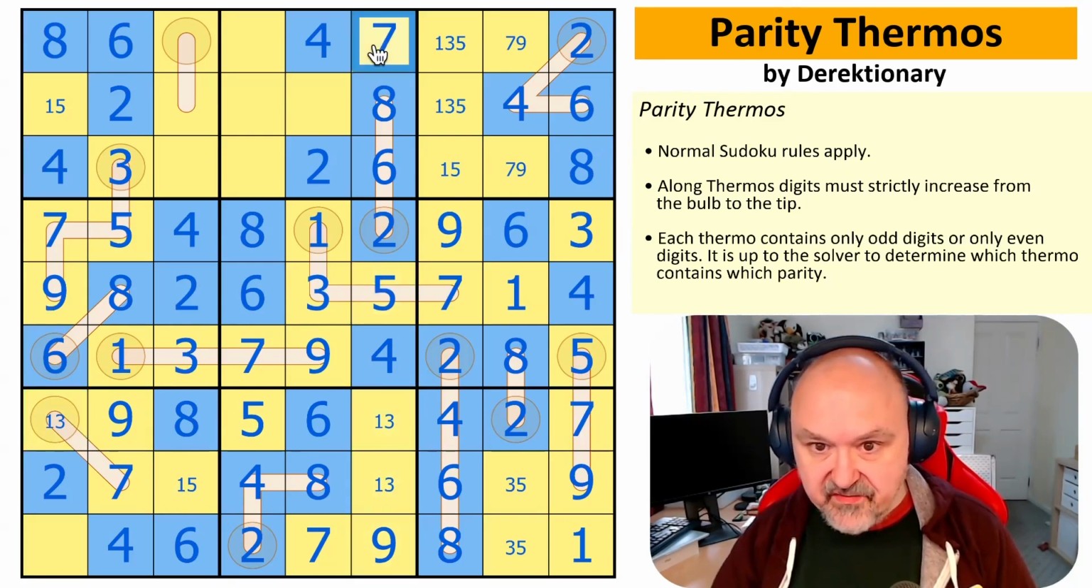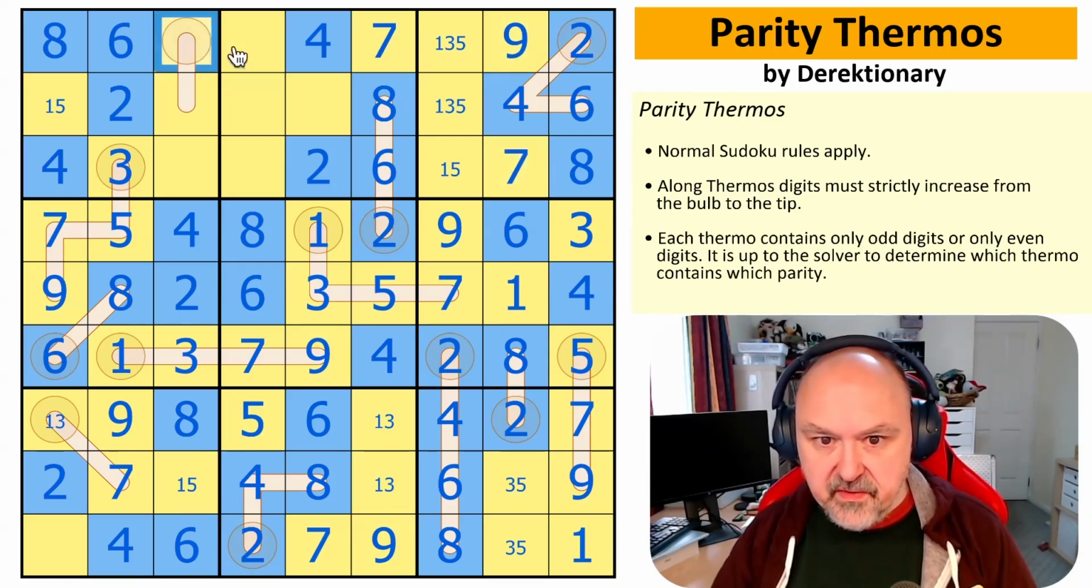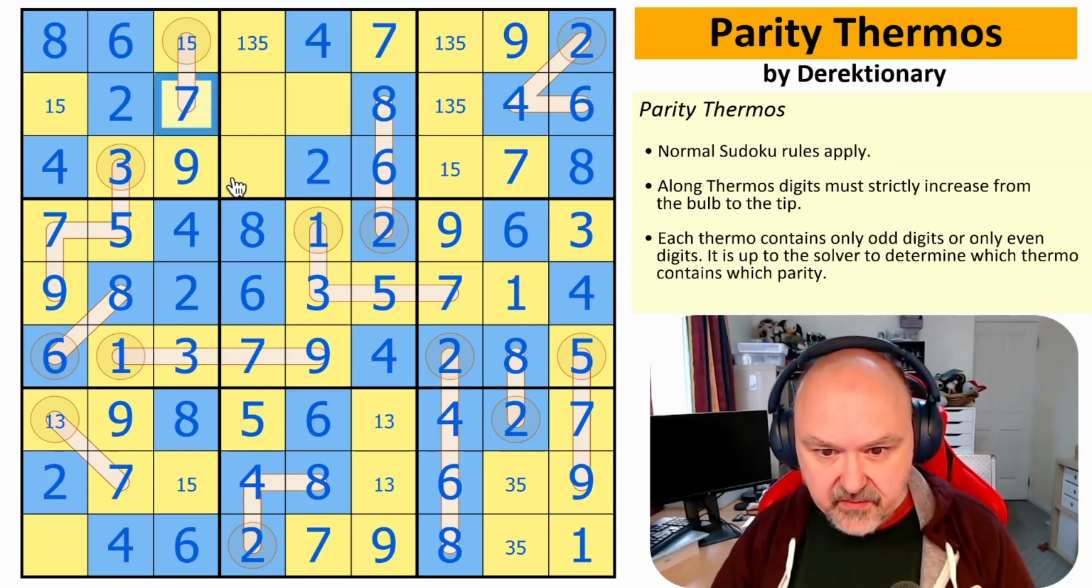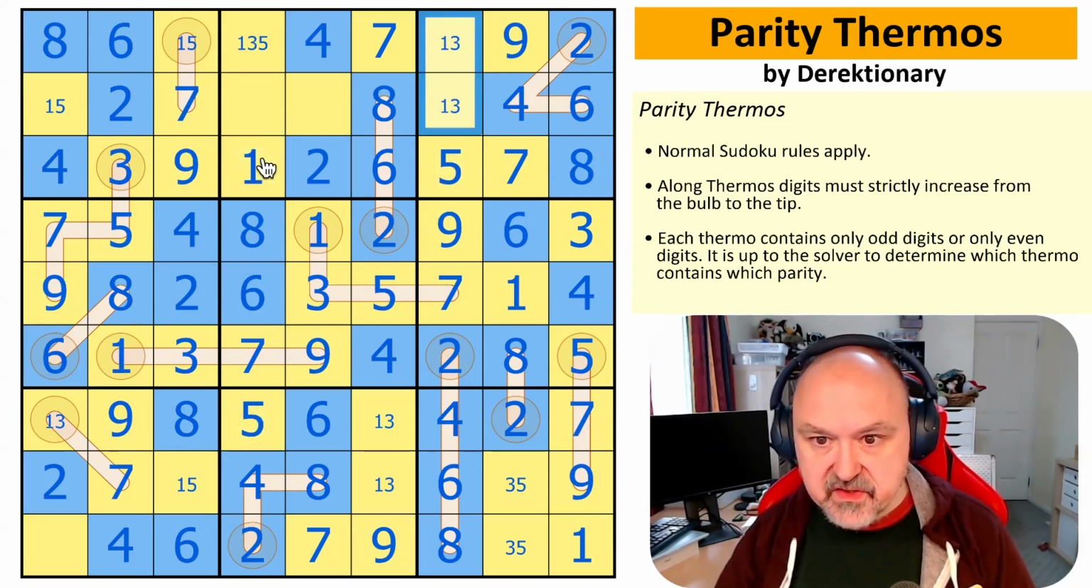1, 3, 5, 9. This is a 7. This is a 9. This is a 7. These are 1, 3, 5. That one is not a 3. That is a 1, 5 pair, so this is a 7, 9, and that 7 makes that the 9 and that the 7. So this is a 1, 5, but there's a 5 there. So this is the 1, this is the 5. There is no 5 there.